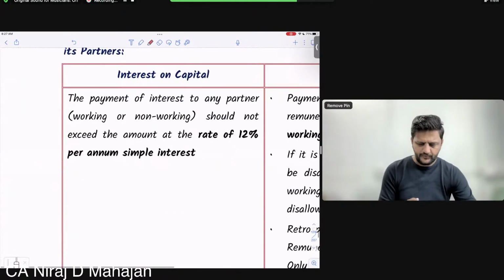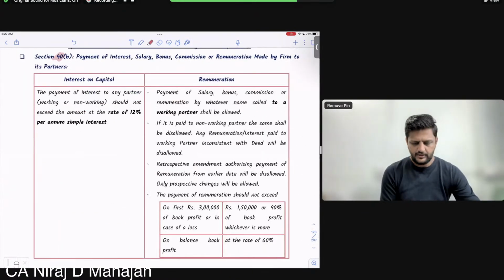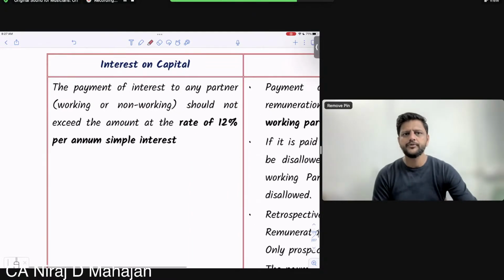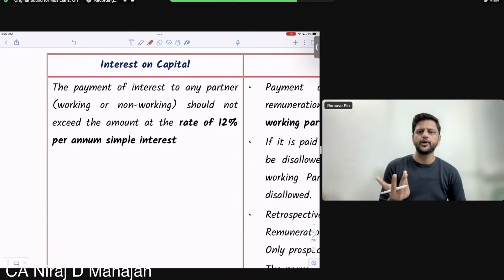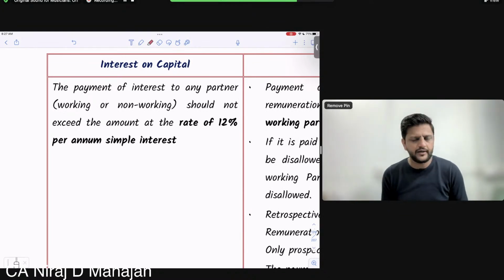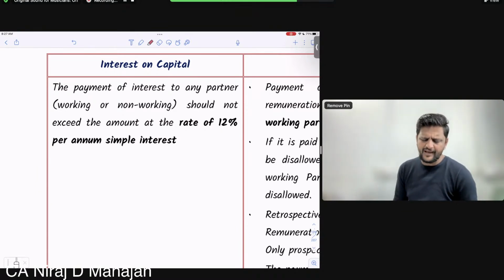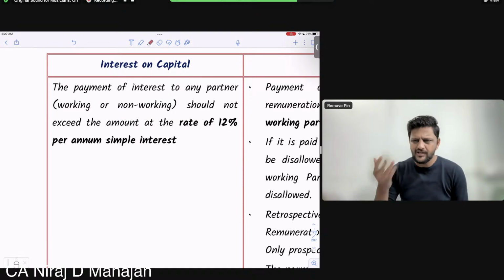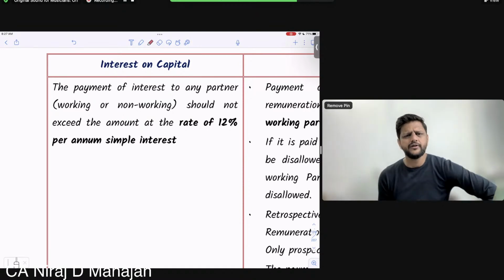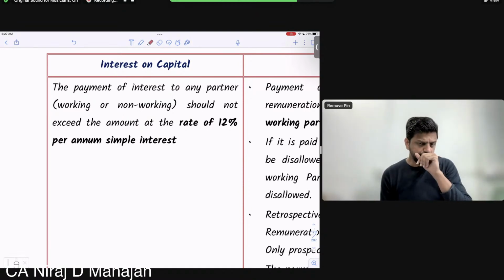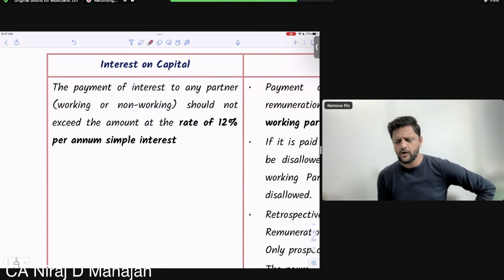Pay attention. Now, what does section 40 clause B say? Interest on capital. The payment of interest to any partner, capital can be contributed by any partner, whether working or not working, that doesn't matter, should not exceed the amount at the rate of 12% per annum simple interest. Some of you asked me that also, compound interest, simple interest. How much? 12%. Yes, still here.